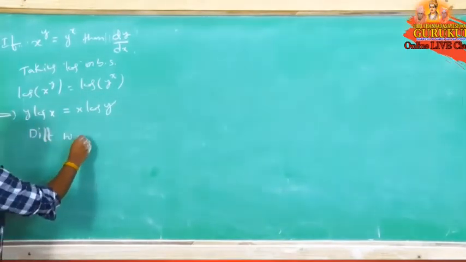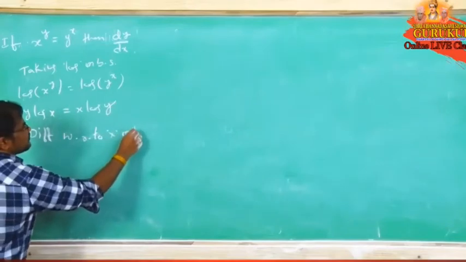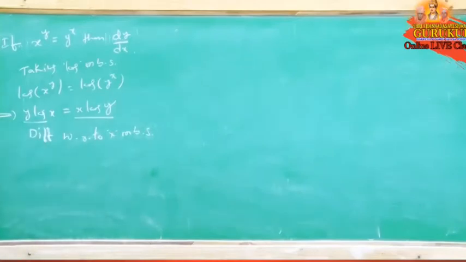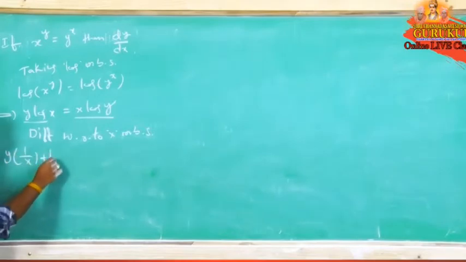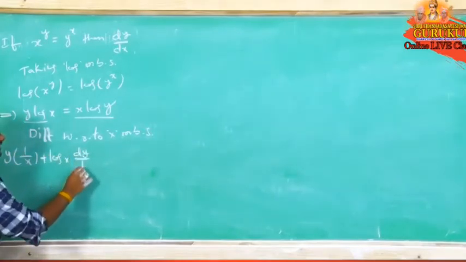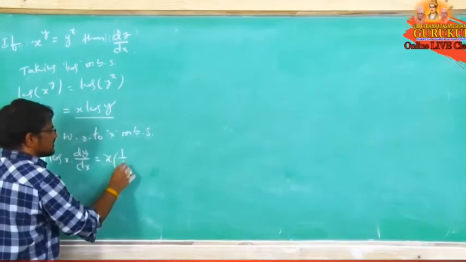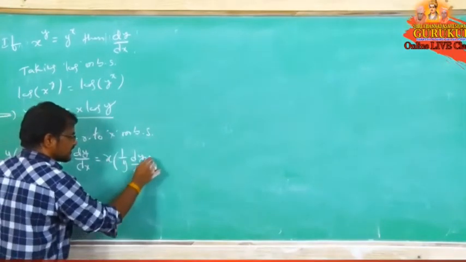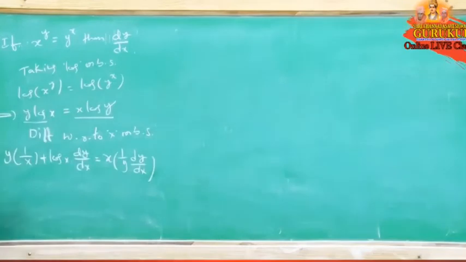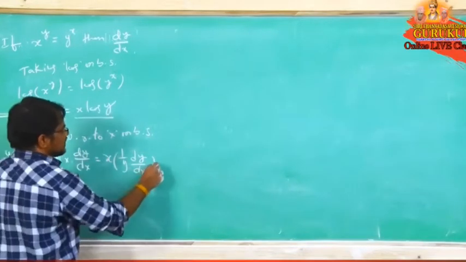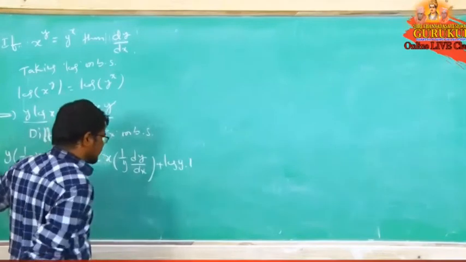Differentiating with respect to x on both the sides. Here product rule, here also product rule we have to apply, right? Now y into differentiation of log x is 1 by x plus log x into differentiation of y is dy by dx equal to x into differentiation of log y is 1 by y dy by dx. Should not forget taking dy by dx whenever doing the differentiation with respect to x for y variable. So x into differentiation of log y is 1 by y dy by dx plus log y into differentiation of x is 1.